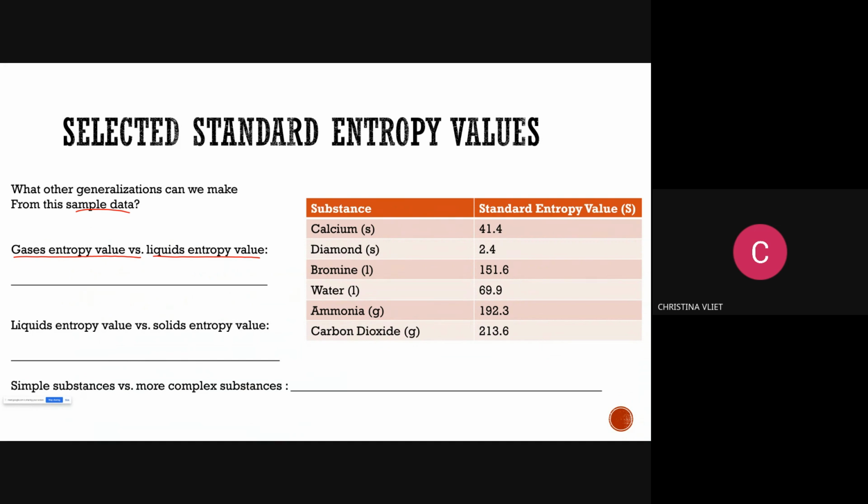Gases versus liquids. What do we think? Gases generally have higher entropy or liquids? Gases have higher entropy. Liquids entropy versus solids entropy. Liquids have higher entropy, right? Here's an interesting one. Simple substances versus more complex substances.